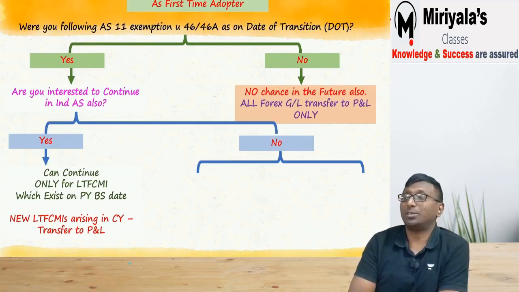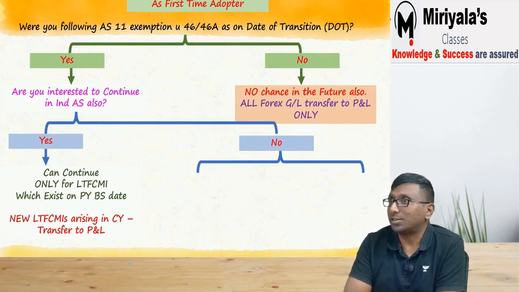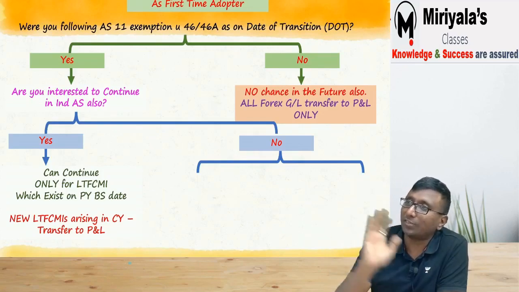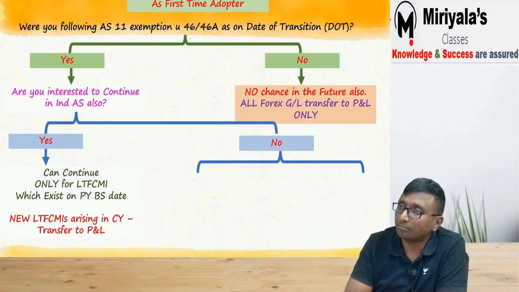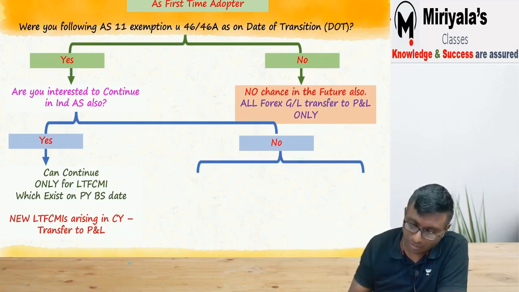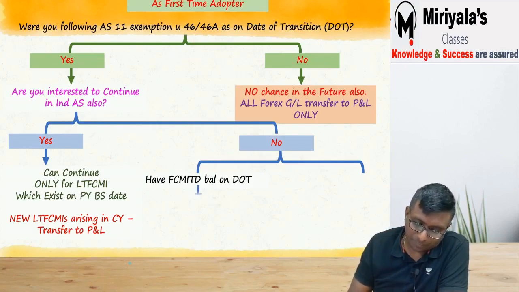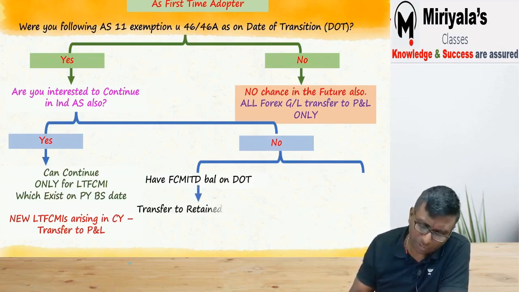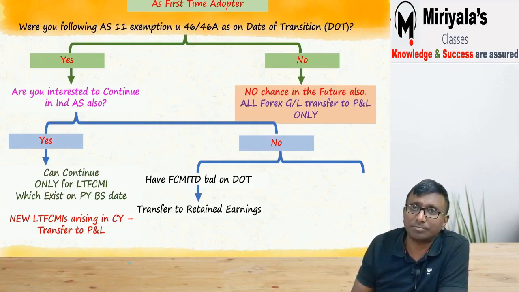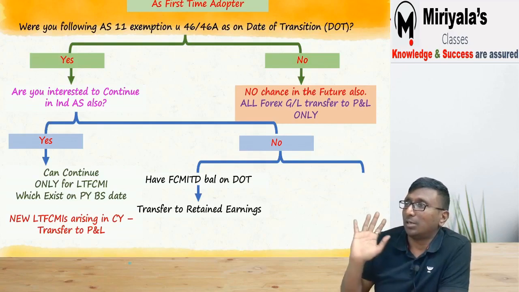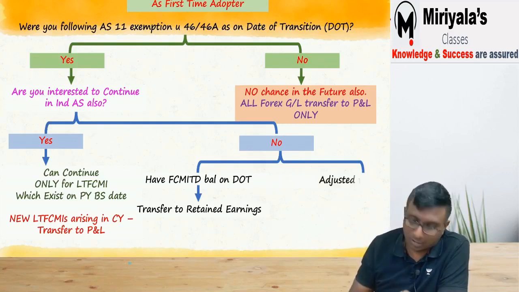Sir, I have some LTFCMI TD on the date of transition. Do one thing: transfer it to retained earnings on the date of transition. Transfer it, clear it, make it zero. Sir, we have an FCMI TD balance on the date of transition. Transfer it to retained earnings. Work finished. Which date? Transition date only; finish it. Nice sir. Understood? Right.